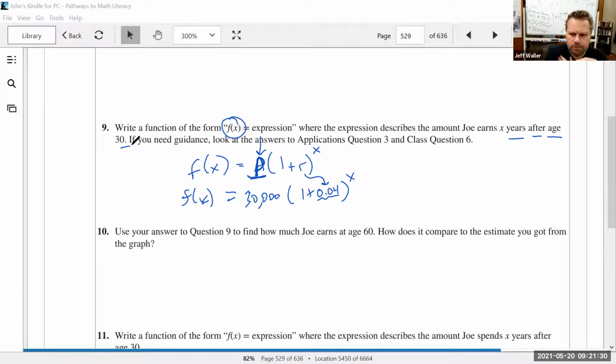Some of you guys are doing some weird things with x, but if he's 60, then that x should be 30. Years after age 30. Do you guys see how that's just like the lizard problem? My initial amount, my percentage change, just throw them in the right place.